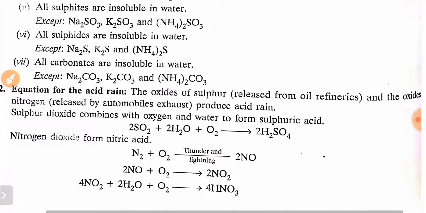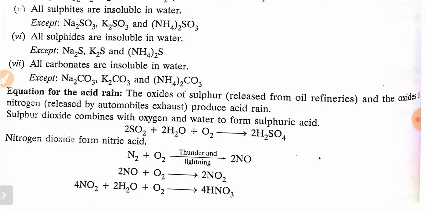Now one thing you have to understand, the equation for acid rain. The oxides of sulfur released from oil refineries and the oxides of nitrogen released by automobile exhaust produce acid rain. Sulfur dioxide combines with oxygen and water to form sulfuric acid. Nitrogen dioxide forms nitric acid. So you know that acid rain is mainly caused by these two pollutants, SO2 and NO2.